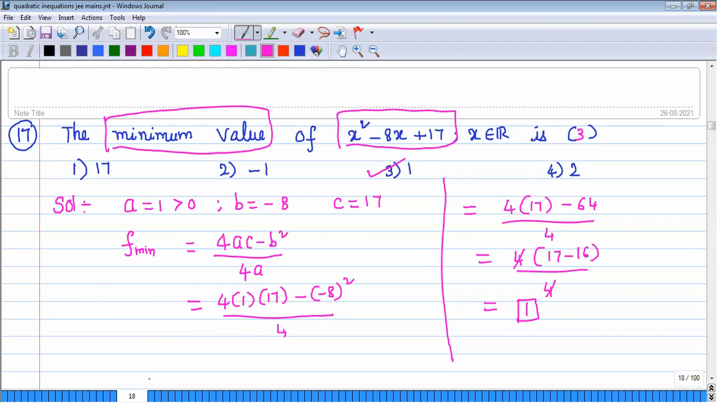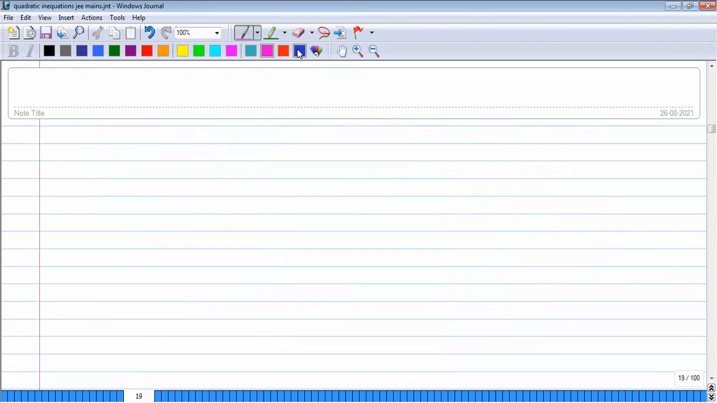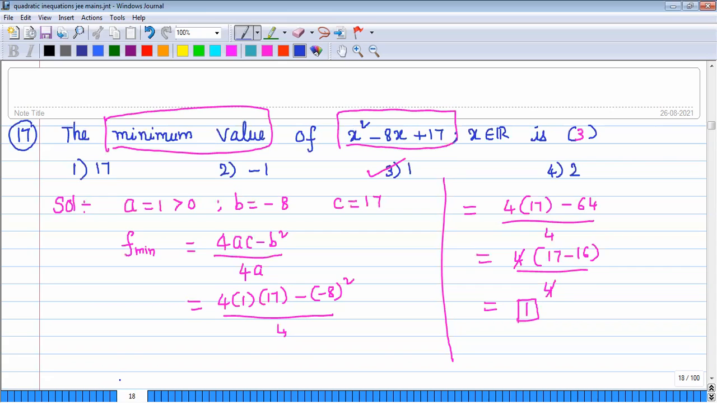Right. So check your progress once again. Sir, one show previous page, sir. Okay, sir.